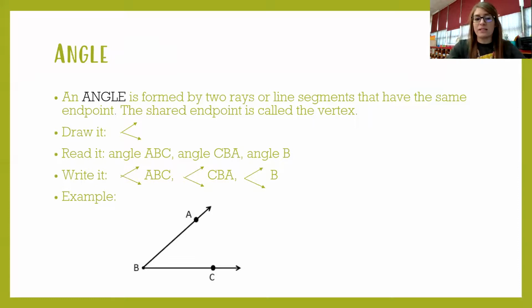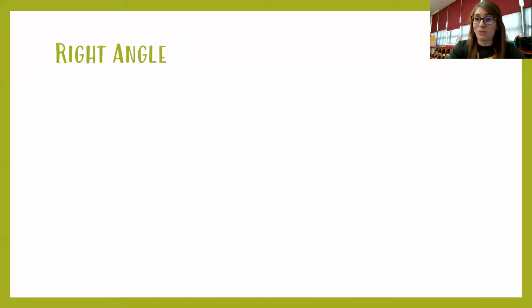And it looks something like this. Notice how the middle, the shared endpoint, the vertex, is always in the middle here. So we can name it ABC or CBA, but we cannot name it BAC. We can't go this way and then this way, or we can just name it angle B by the vertex.